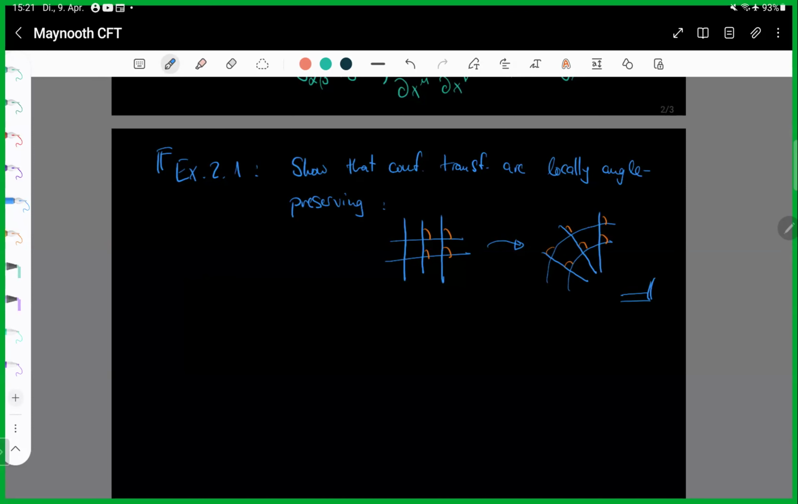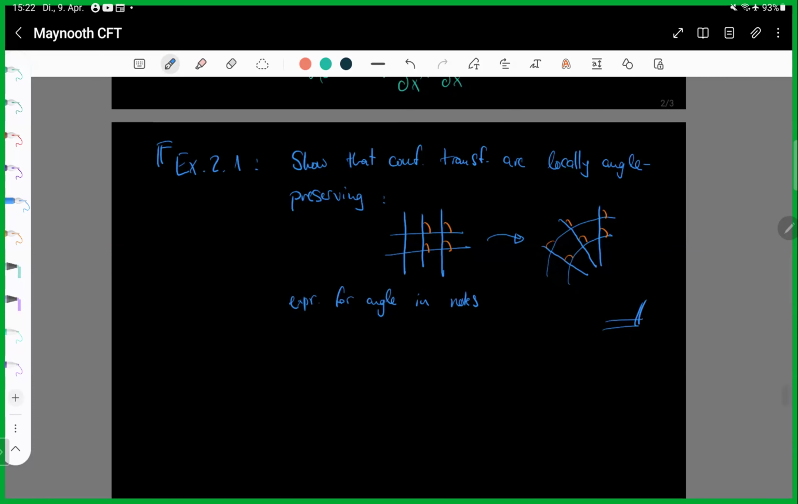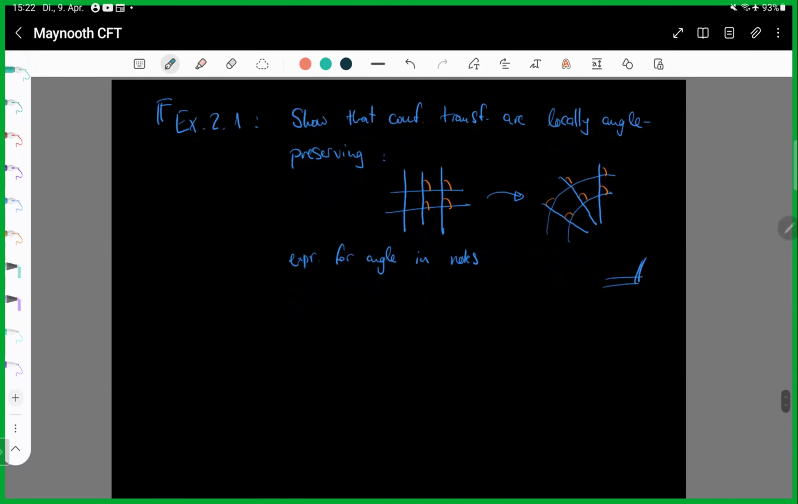Okay, so I provide the formula. The formula for angles is in the notes, so I won't write that down here because we won't dwell on it for too long. But you can go and look at the Overleaf, and there you'll find exercise 2.1, and there is an expression for the angle in the notes. I want you to poke at the notes. Most of the time, though, I will write concrete expressions.